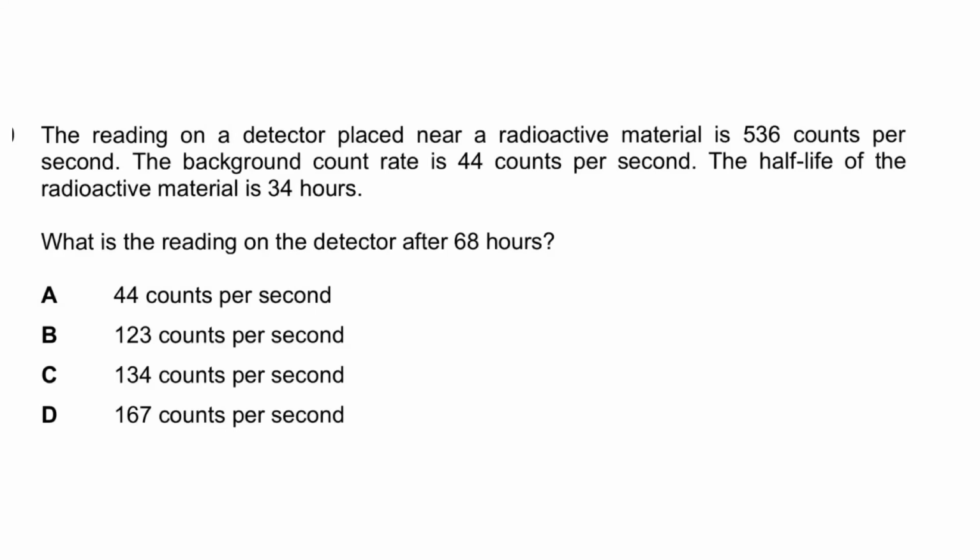This question is on radioactivity and it involves background radiation. So you have a detector over here and in front you have a radioactive material that's giving out the radiation. The detector has a reading of 536 counts per second. You have to understand that this count rate is contributed by two sources, mainly from the radioactive material that you're measuring plus the background radiation, which is given as 44 counts per second.